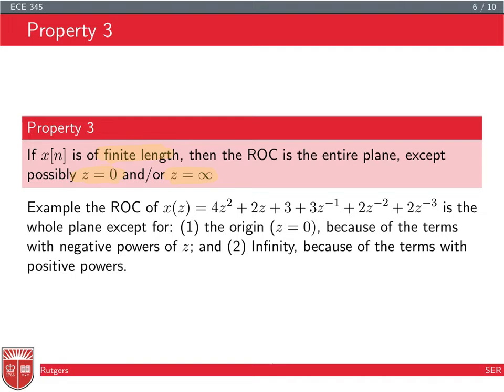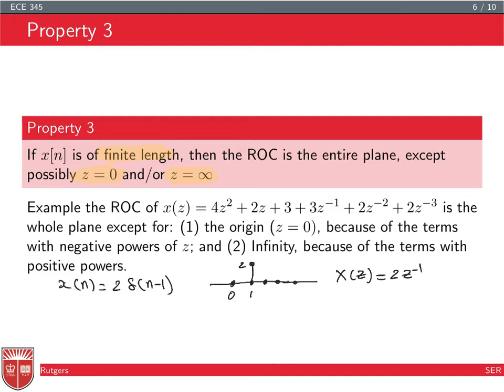Let's take a very, very simple example. Let's take x[n] equal to 2 delta[n minus 1]. This means it has value 2 at n equal to 1 and 0 in other places. Then X(z) is going to be, by definition, 2z^(-1), right?